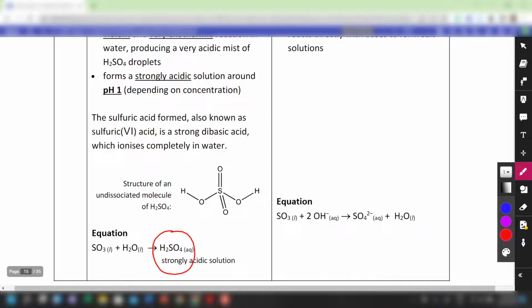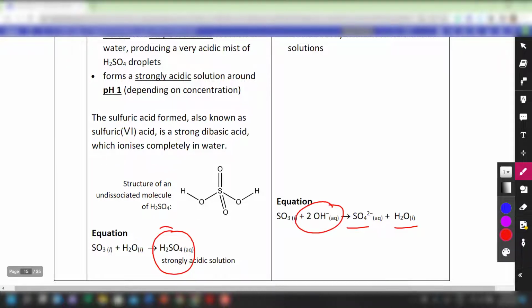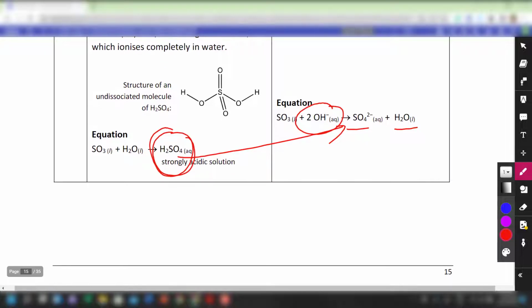But in industry, we don't get sulfuric acid directly from sulfur trioxide. It normally forms something called oleum, which is H2S2O7, and then that is hydrolyzed, which makes the reaction a little more controlled. Reaction with OH- will result in the formation of sulfate and H2O. Again, no need to memorize. It can be viewed as hydrolyzed first before an acid-base neutralization reaction.